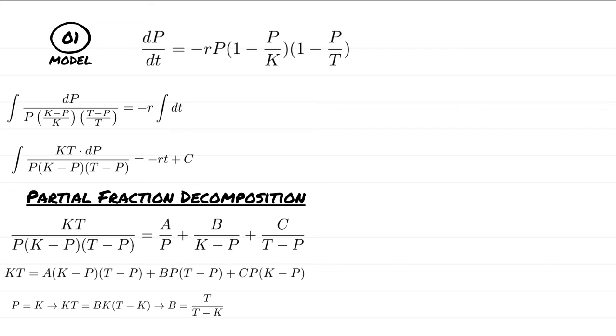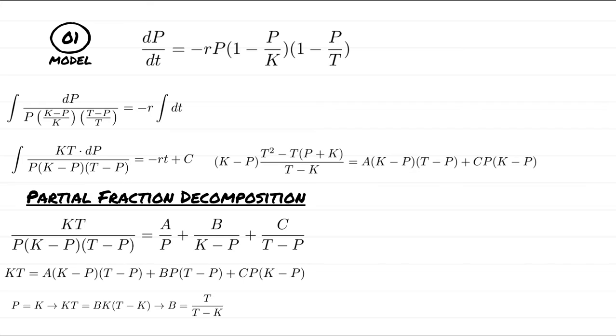You'll notice that if I let p be equal to k, then 2 out of the 3 terms on the right hand side of the equal sign will cancel, and I'll eventually be left with the fact that b is equal to t over t minus k. Then if I plug that back in and simplify a little bit on the left, notice what I've done is I plugged it in and then subtracted it over to the left.